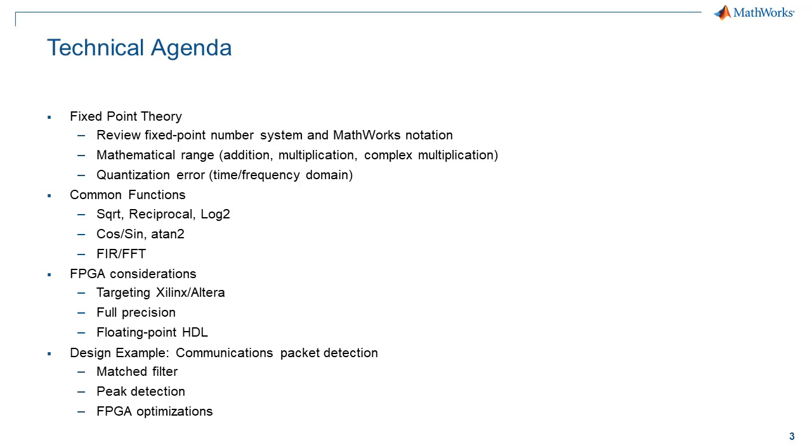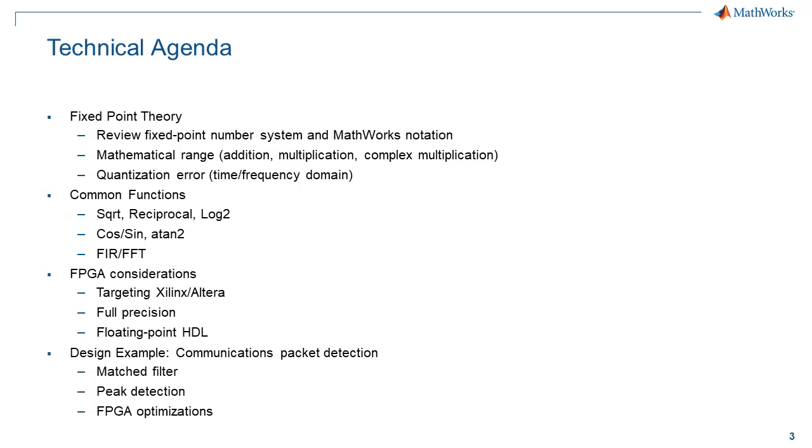And the technical agenda for this talk is we'll go into the fixed point theory. We'll review the number system, what it means to be full precision. We'll take a look at some mathematical ranges on addition and multiplication. We'll go through some common functions. We'll focus on square root, reciprocal, and log 2, which are all roughly of the same kind in terms of how you would attack building them fixed point. We'll focus on reciprocal, but we'll make available examples and readmes for the other two.